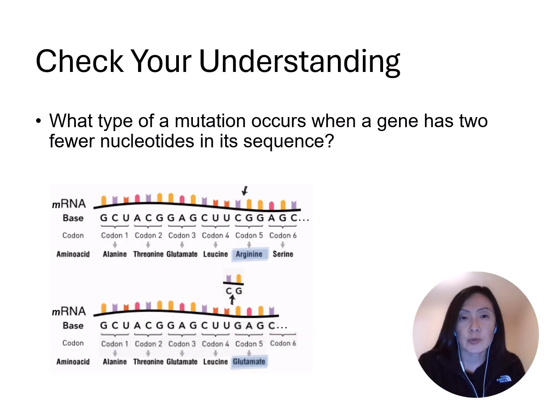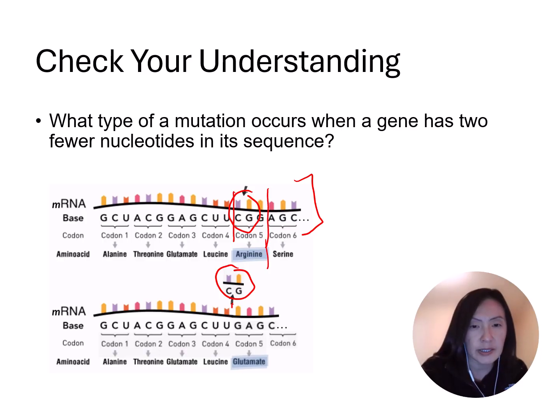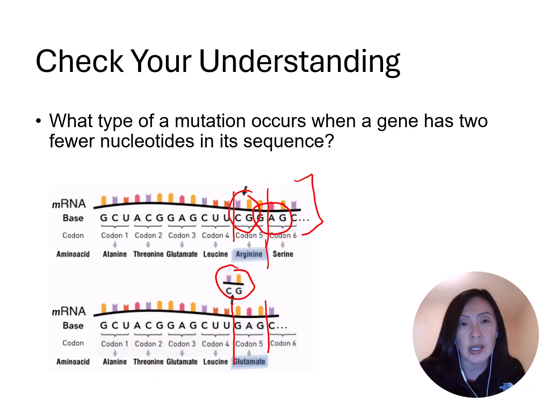This checkpoint asks, what type of mutation occurs when a gene has 2 fewer nucleotides in its sequence? So imagine this is the normal sequence, and 2 nucleotides, it looks like these 2, are going to be deleted. That means everything downstream will be changed. So this shifts the reading frame. The reading frame used to be like this. Now, instead of CUU as normal, it's shifted. So the reading frame has been shifted. Everything downstream of the mutation will be changed, all those downstream codons, and this will often produce a non-functional protein.